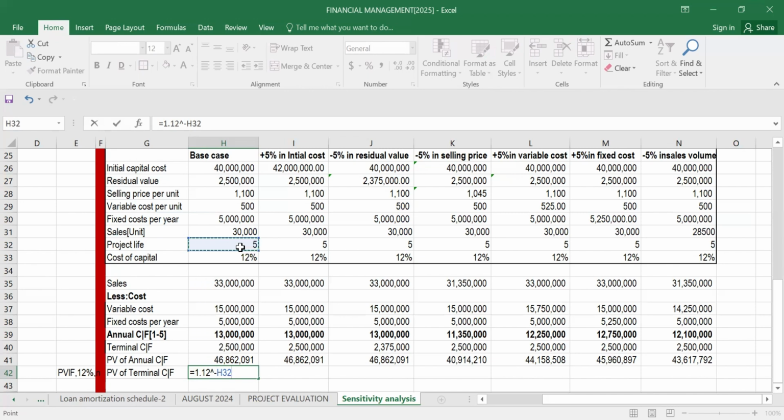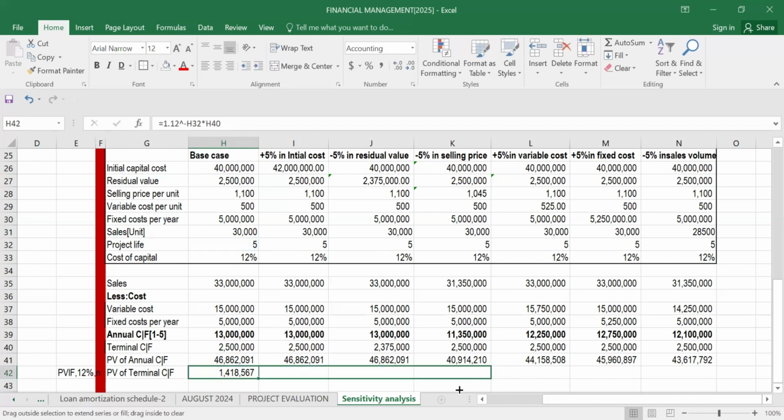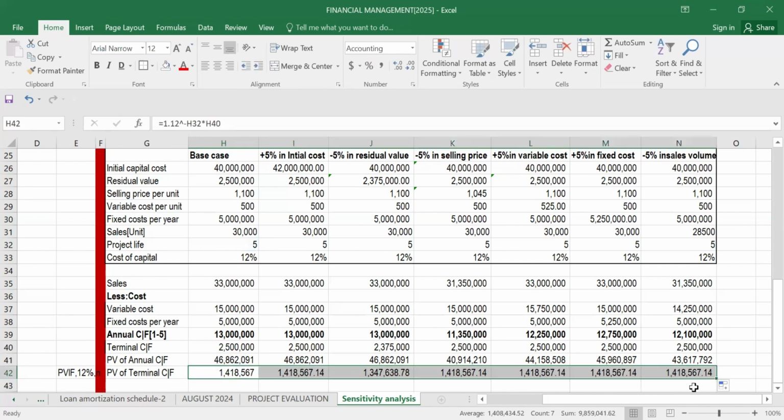And then multiply that with the terminal cash flow, which is there. And then you enter. So then we apply that formula across. We apply it like that. Equally, we can do away with the decimals. Yes. So whatever you have here, this is the present value of the terminal cash flow.